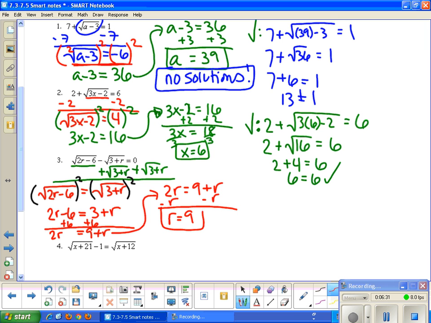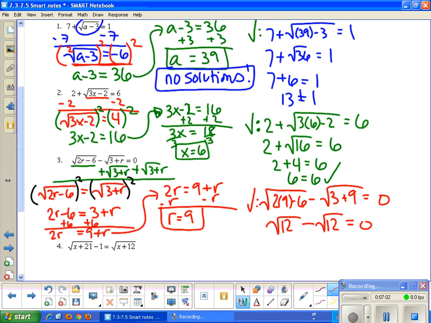I'm not done because I want to check this solution to make sure it works in my original equation. So let's check. So 2 times 9 gives me my 18. And then this is going to give me the square root of 12 minus, and 9 and 3 gives me the square root of 12. These are like terms because they have the same index, the same radicand. So root 12 minus root 12 is just 0, and 0 equals 0, so it checks out.